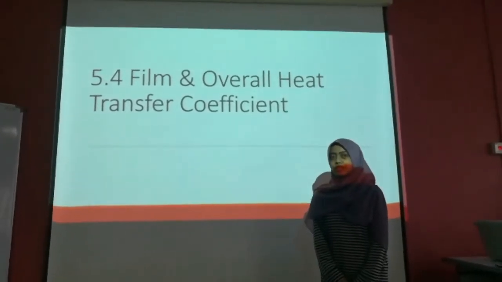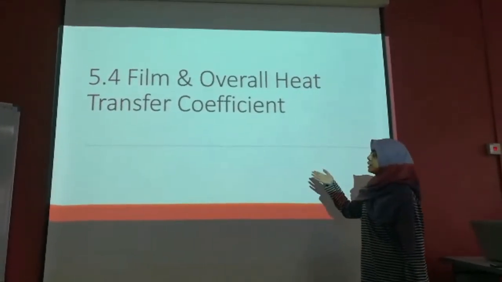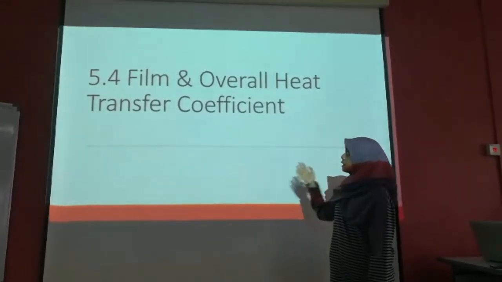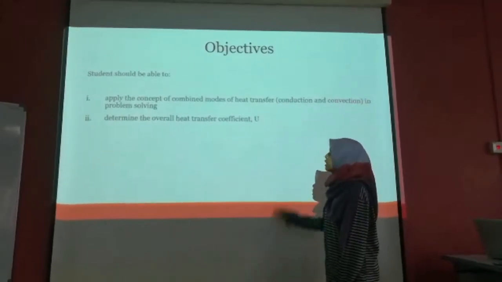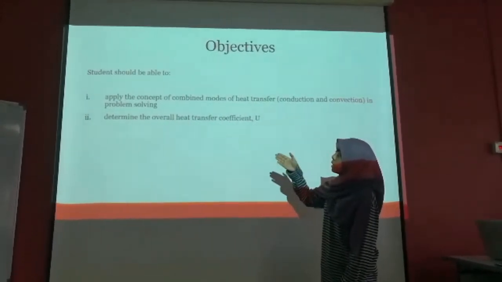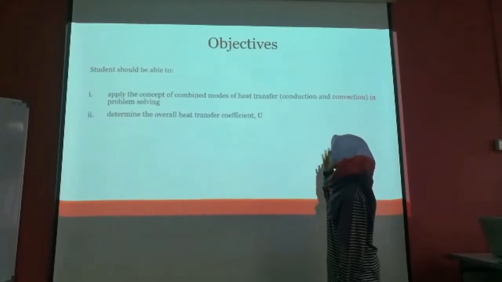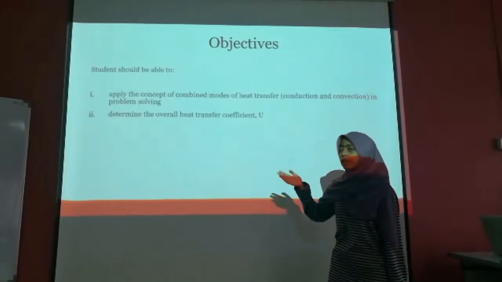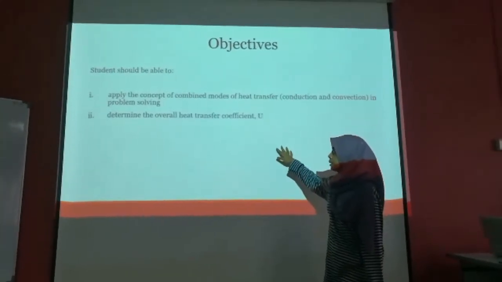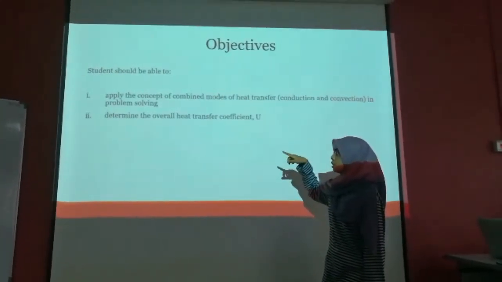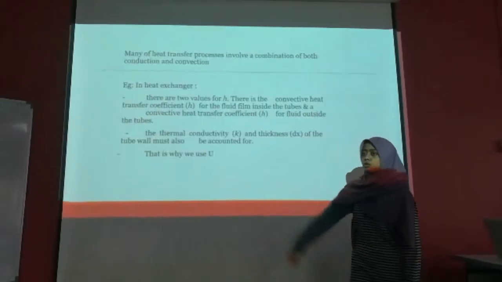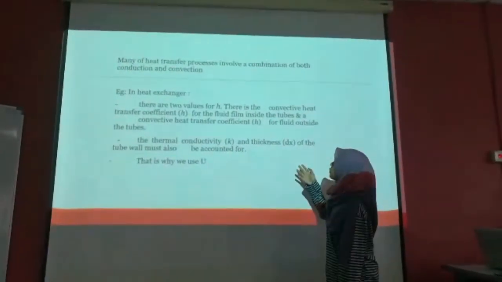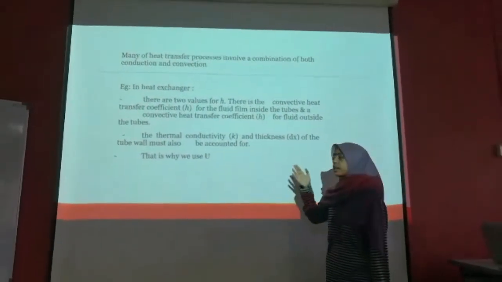My name is and now I will explain the next topic, which is film and overall heat transfer coefficient. For this topic, the objective is to apply the concept of combination of heat transfer, which is conduction and convection, in problem solving, and next we will determine the overall heat transfer coefficient U and how to use the formula. In heat transfer processes, the main process is a combination of conduction and convection.